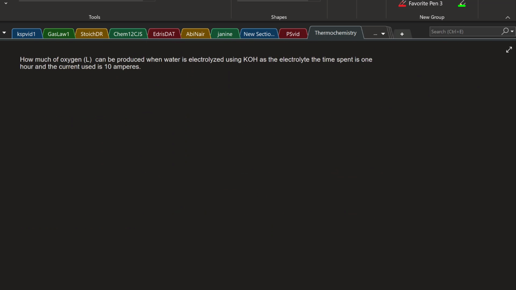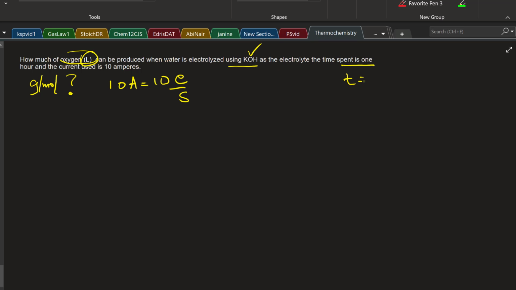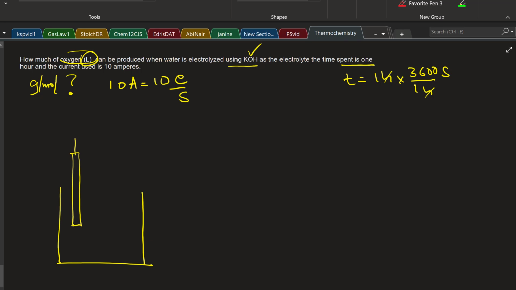Okay, so the next question. How much oxygen in liters can be produced? So we need, let's see, that means you need the grams per mole, right? Or perhaps that's what the question normally asks, liter, grams, or moles, right? So we use KOH, and the time given, 1 hour is 1 hour over 3600, directly 3600 seconds, and 10 amperes, 10 coulombs over second. That's how we write it. So let's look at a little bit of logic here.